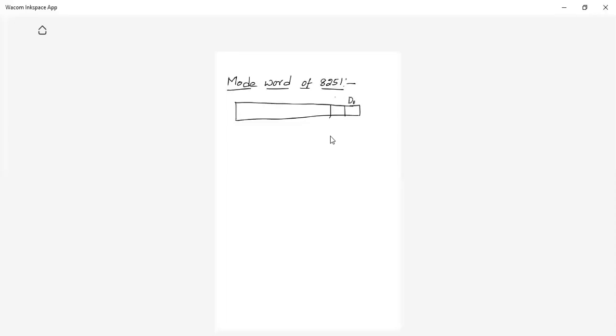D0, D1, D2, D3, D4, D5, D6, D7. Right. So the first one is baud rate selection. B1 and B2 are meant for the baud rate selection.